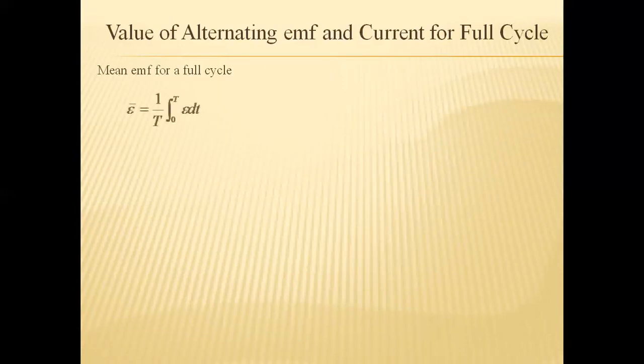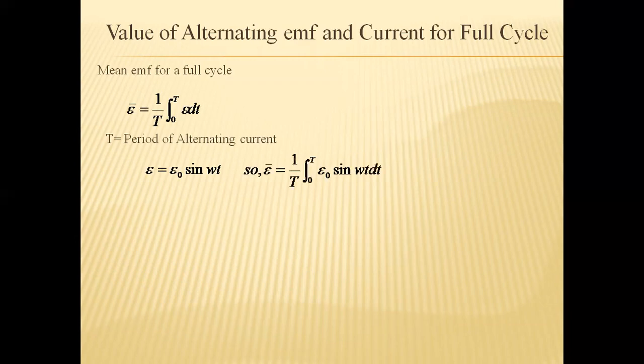So the mean EMF equation is E bar equal to 1 by T, integral from 0 to T, of E dt, where T is the time period. We know that the basic equation of EMF E is equal to E naught sine of omega t. Now we put this into the main equation: E bar is equal to 1 by T, 0 to T, E naught sine of omega t into dt. Now we integrate the main equation and find out the result.